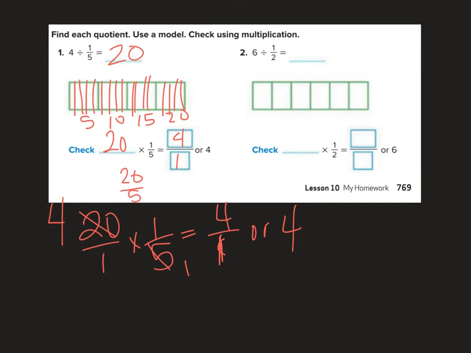Okay, so here I'm doing 6 divided by 1/2, so I need to cut each whole in half. And if I'm dividing it into halves, how many halves do I get? 2, 4, 6, 8, 10, 12. So 12 times 1/2, same as 12 divided by 2, would be 12 over 2 or 6. So that checks out. My answer is 12.